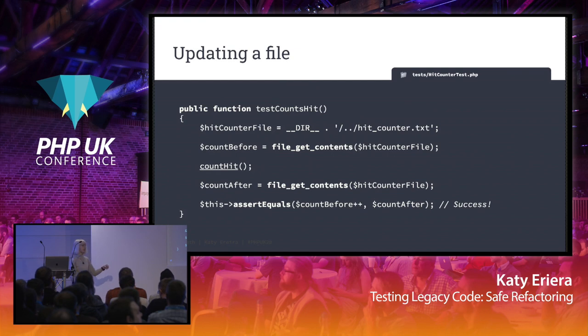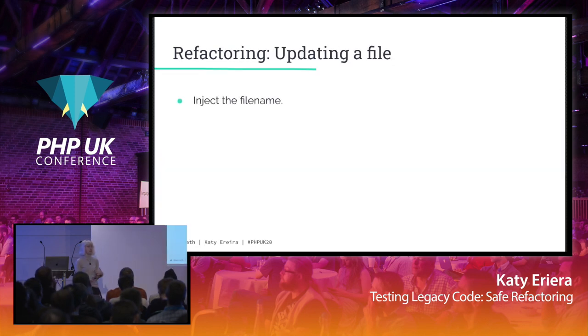We're going to count the hit. We're going to get the contents again, and then assert that the value after a hit has been counted is equal to 1 plus the count prior to that. But there's some problems with this, because you're artificially inflating your hit count. And that would be frowned upon, because every time you run your test, you're actually incrementing the value in that file. So that gets kind of annoying and interfering, and it just looks like way more popular than you actually are. So we're going to have to refactor this as well.